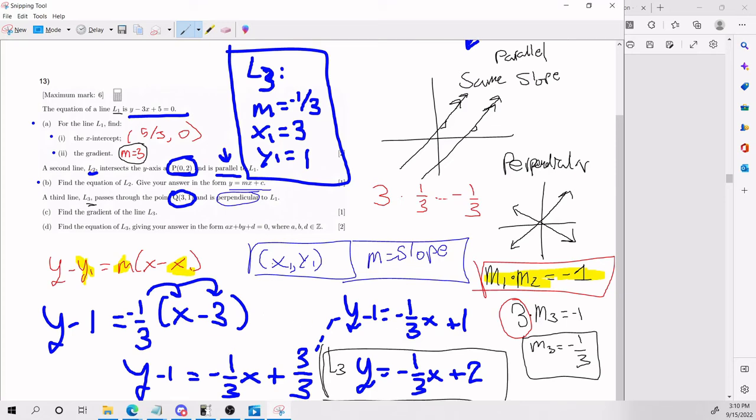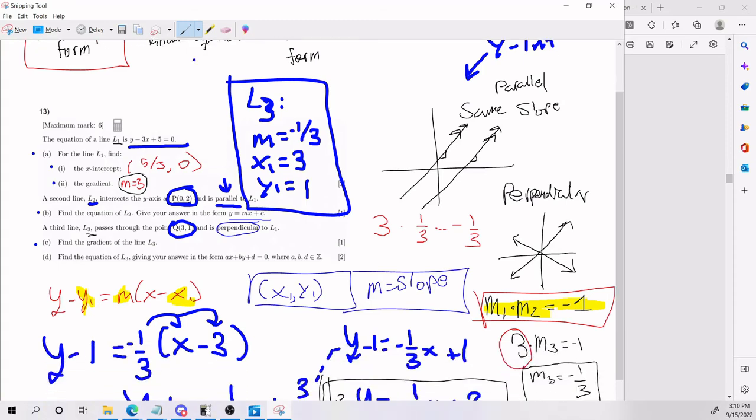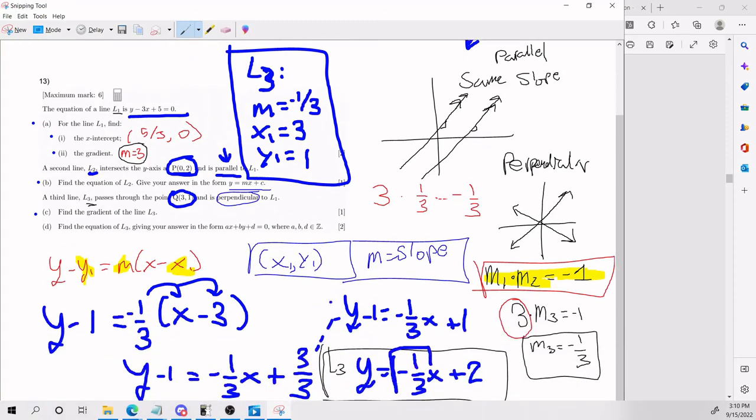Now that we reach this form, it's much easier to answer what they ask us. For example, the gradient of L3: since we're looking at the linear equation form, we just have to look at what m is, the number next to x. The number next to x is -1/3. So for part C, we would say m3, because of the third line, is -1/3.